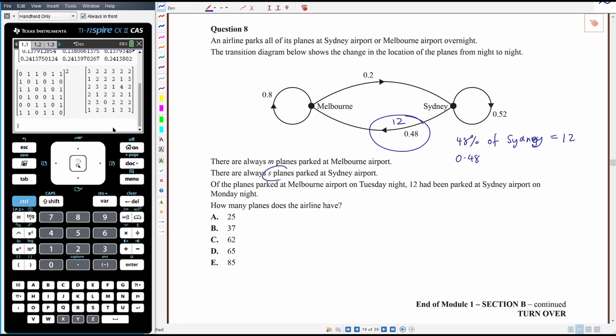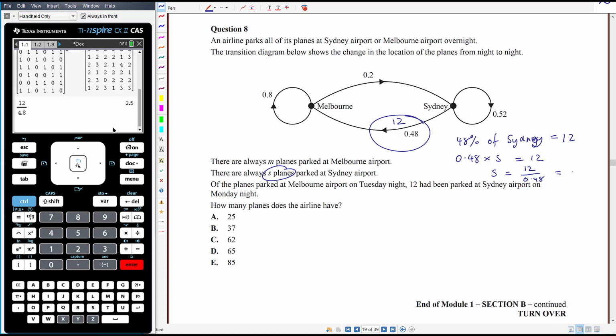It tells us that S is the number of planes parked at Sydney. 0.48 times S equals 12. And so we can get our CAS to solve that equation. We can do the solving ourselves and know that S will be 12 divided by 0.48. 12 divided by 0.48 is 25. So that means there were 25 planes in Sydney.